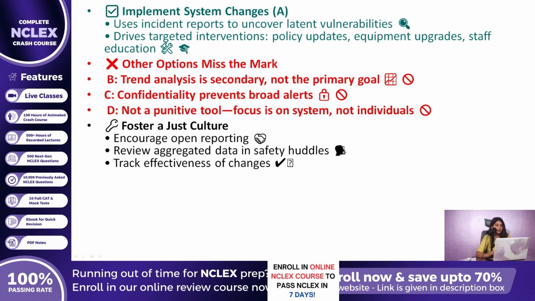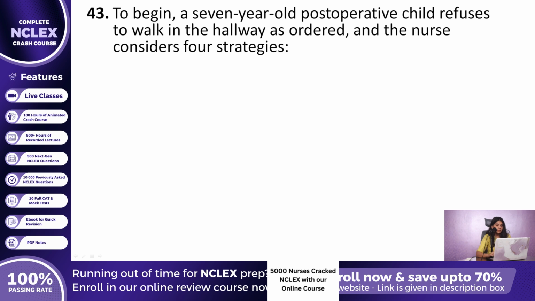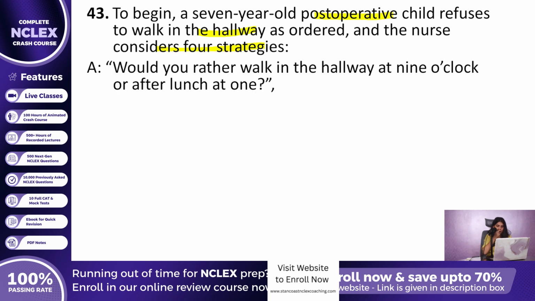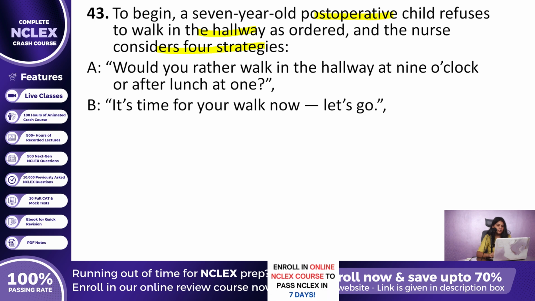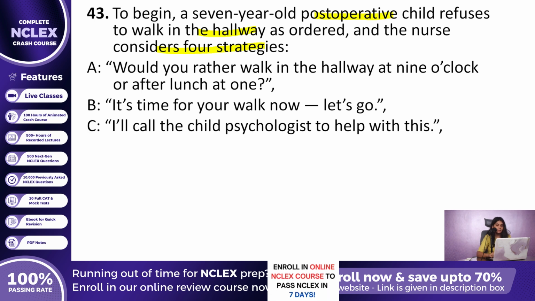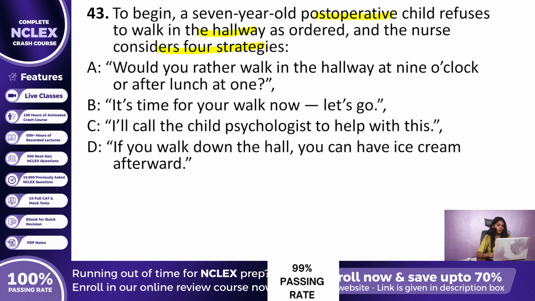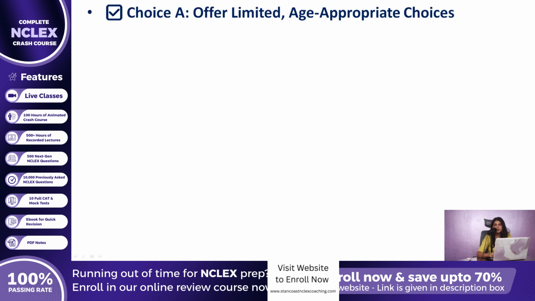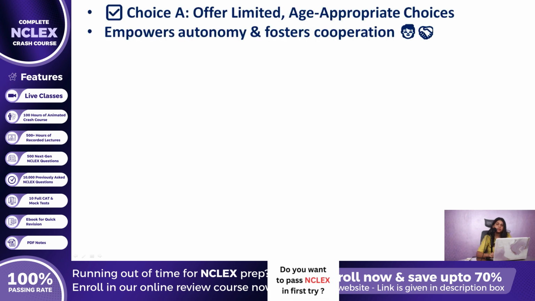Question 43. To begin, a 7-year-old postoperative child refuses to walk in the hallway as ordered, and the nurse considers 4 strategies. A. Would you rather walk in the hallway at 9 o'clock or after lunch at 1? B. It's time for your walk now. Let's go. C. I'll call the child psychologist to help with this. Or D. If you walk down the hall, you can have ice cream afterward. The correct answer is A, because offering limited, age-appropriate choices empowers the child, fosters cooperation, and supports autonomy without coercion.